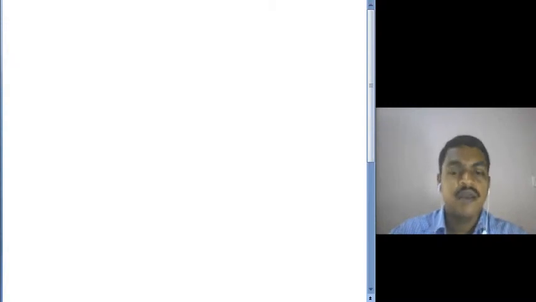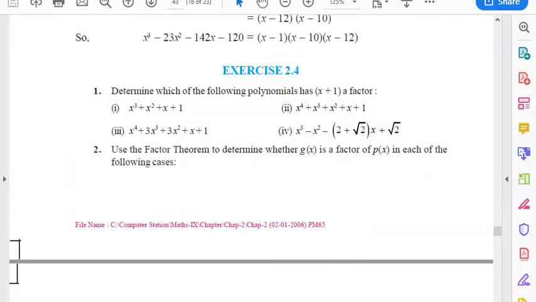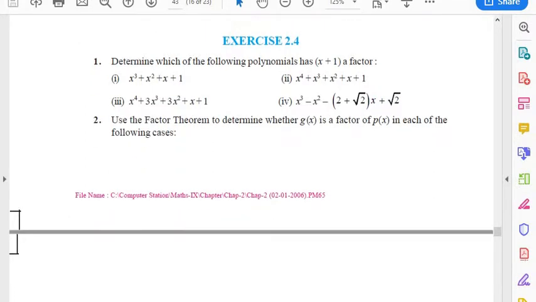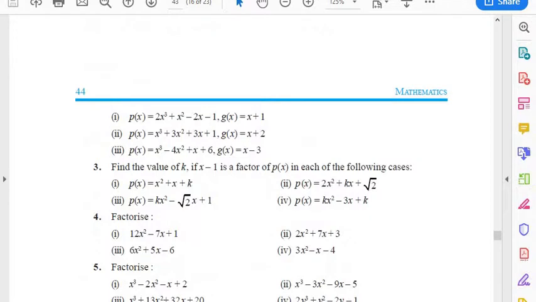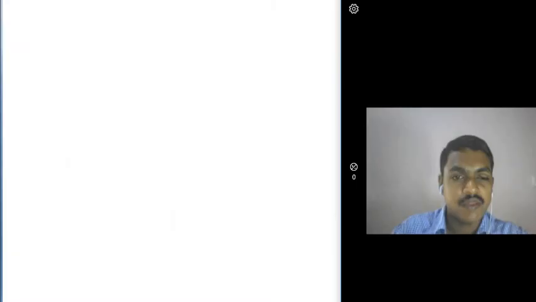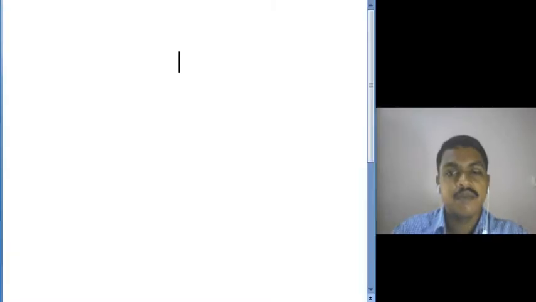Hello everyone. Today we are going to do a few questions from mathematics, chapter polynomial. We are going to do a few questions from exercise 2.4, and particularly we will go to question number 4: factorize 12x square minus 7x plus 1. So that's our question.